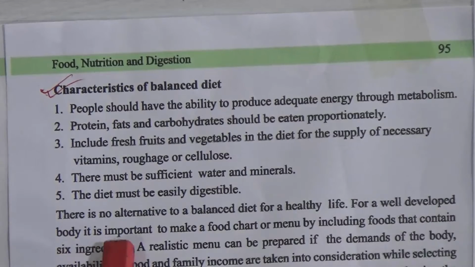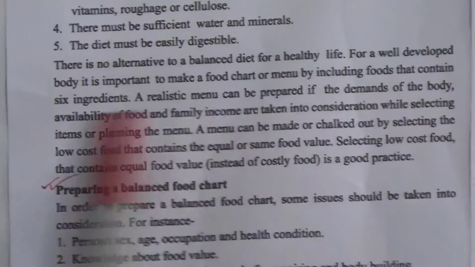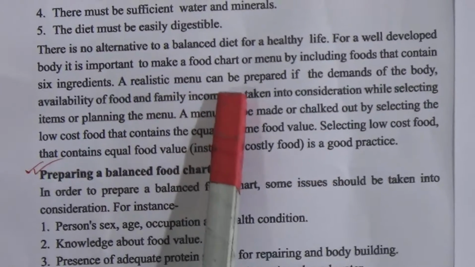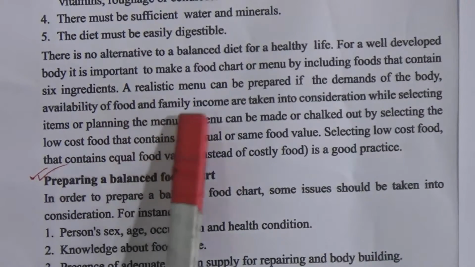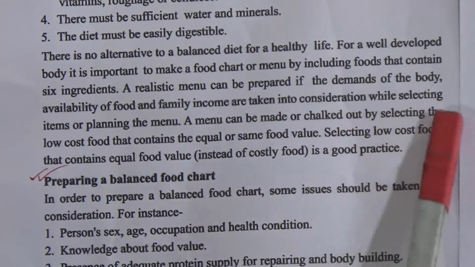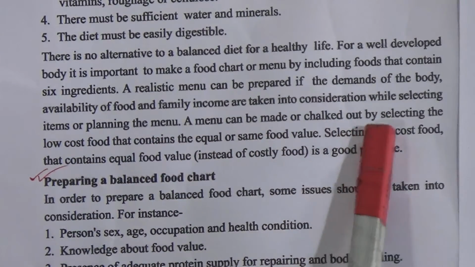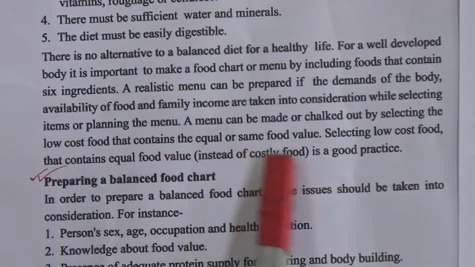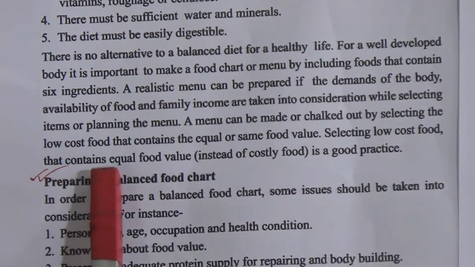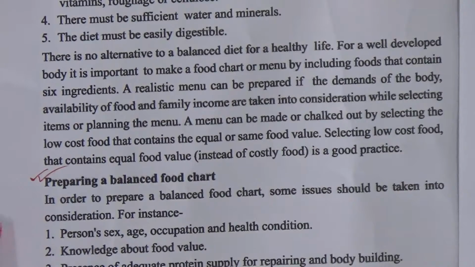For a well developed body, it is important to make a food chart or menu by including food that contains 6 ingredients. A realistic menu can be prepared if the demand of the body, availability of food and family income are taken into consideration while planning the menu. The menu can be made or checked by selecting low cost food that contains the same food value, and selecting low cost food that contains equal food value instead of costly food is a good practice.